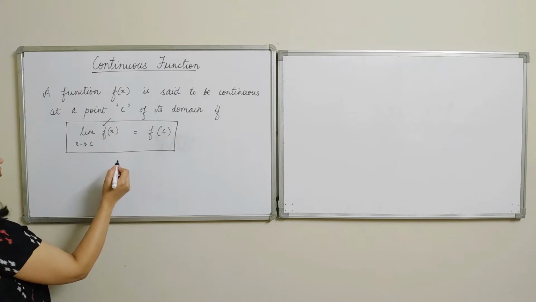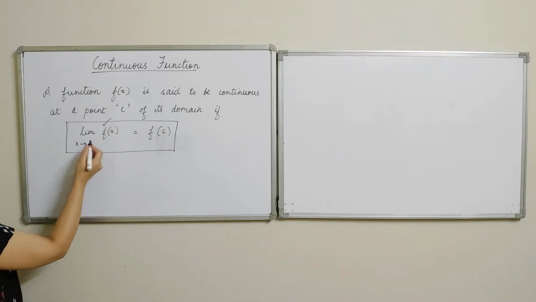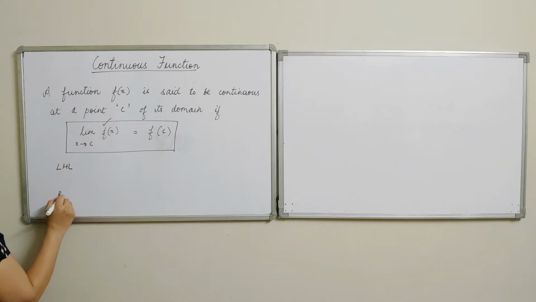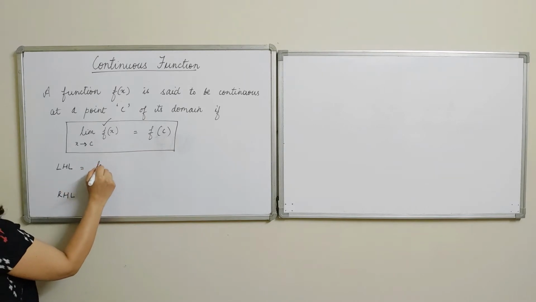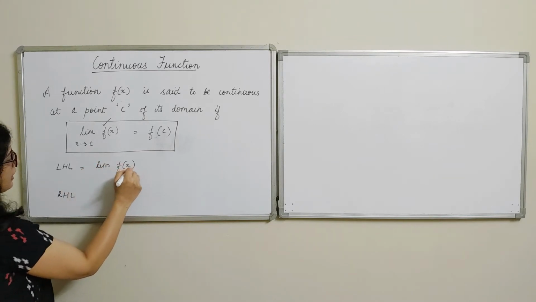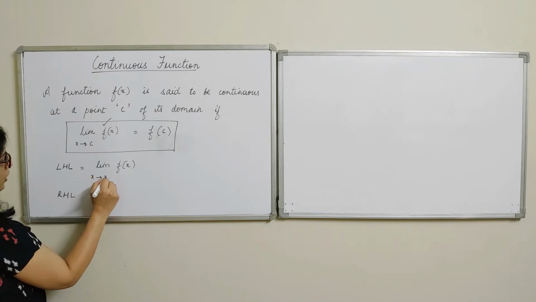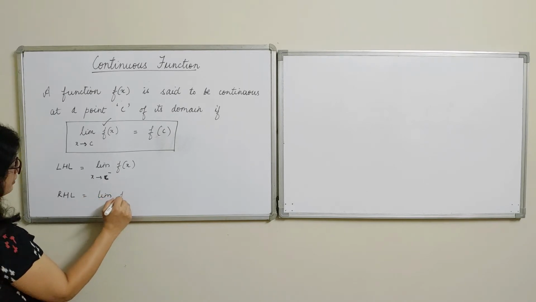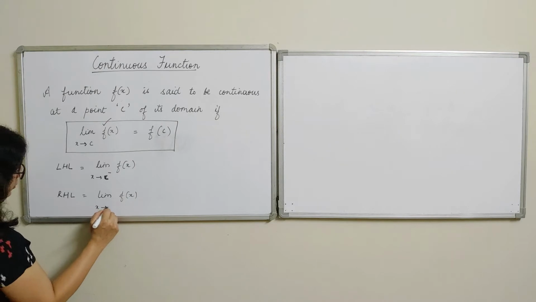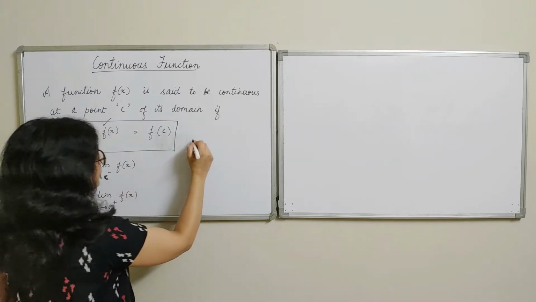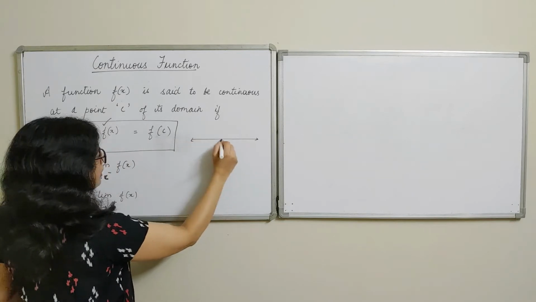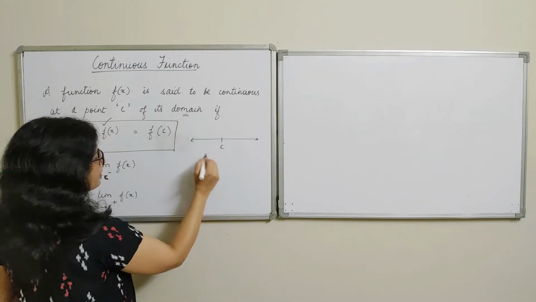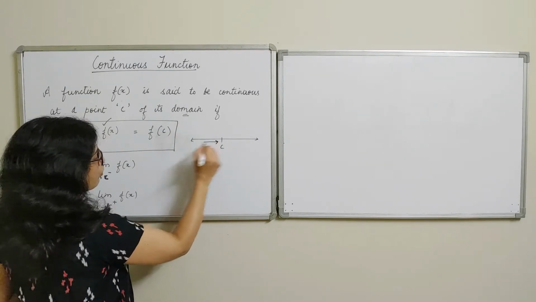What does the limit of a function mean? We have studied the limit of functions in class 11, and we have the left hand limit and the right hand limit. The left hand limit of a function is defined as the limit of the function f(x) when x tends to C minus, and the right hand limit is defined as the limit of the function when x tends to C plus. So for a function f(x), if this line represents the domain of the function, at some point C we can approach the point from the left hand side.